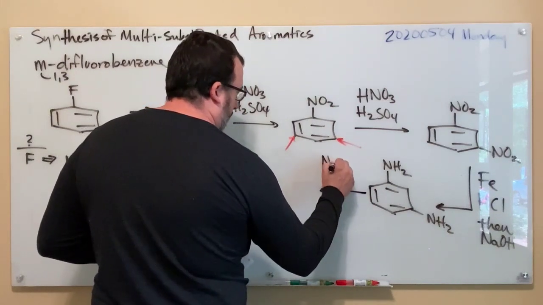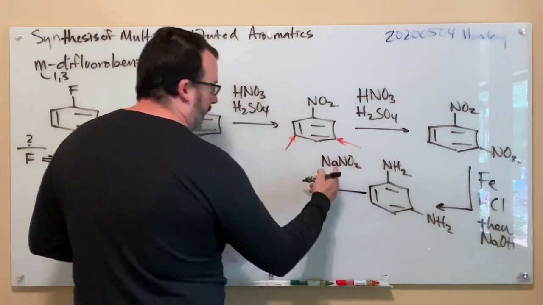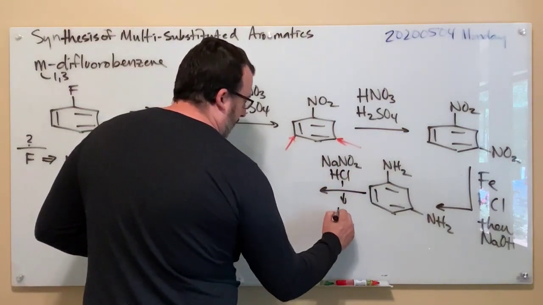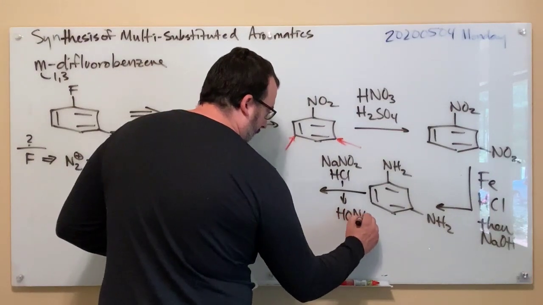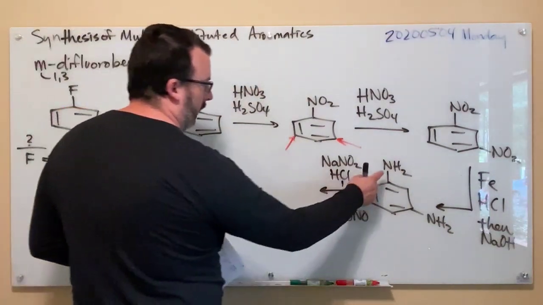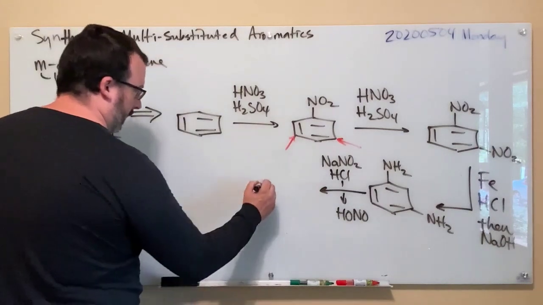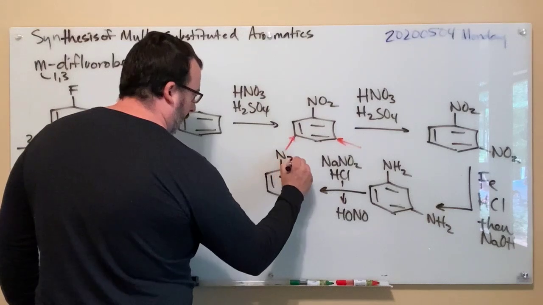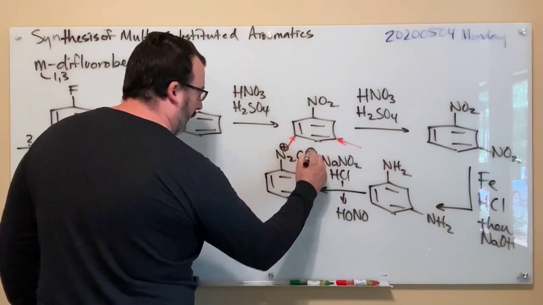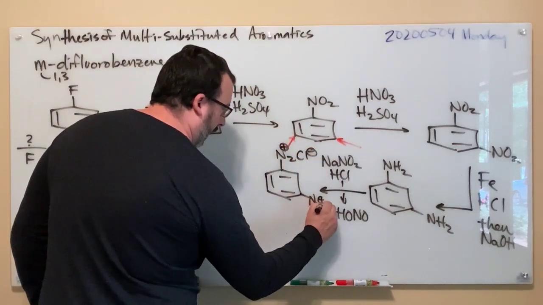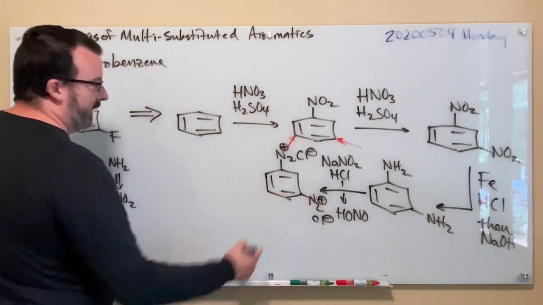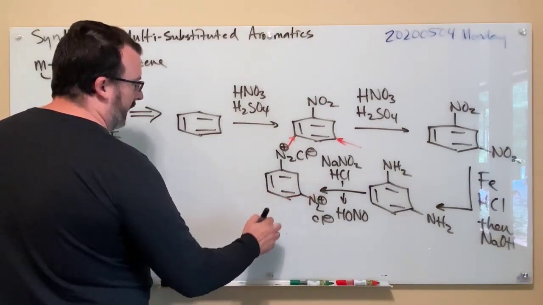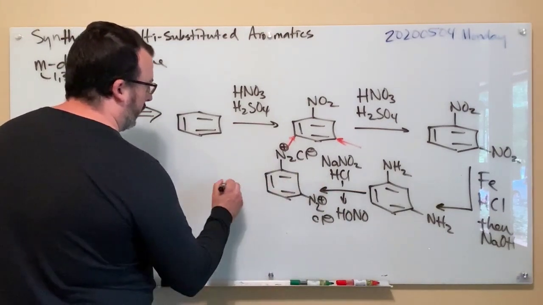So we're at this stage, now we're going to make the diazonium. So we're going to use sodium nitrite, HCl, and again that generates nitrous acid, HONO, which will convert the amino groups to the diazoniums. So we end up with these diazonium salts. Typically you don't isolate these. You make them in situ, that means you make them and then use them.